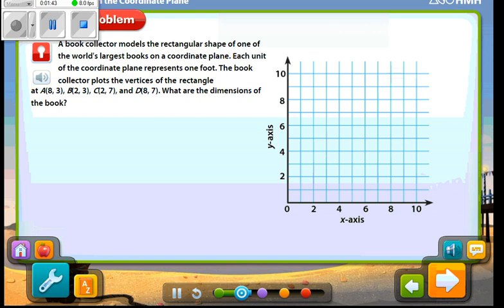Let's use a graph to find the dimensions of a book. A book collector models the rectangular shape of one of the world's largest books on a coordinate plane. Each unit of the coordinate plane represents 1 foot. The book collector plots the vertices of the rectangle at A (8, 3), B (2, 3), C (2, 7), and D (8, 7). What are the dimensions of the book? Let's unlock the problem.